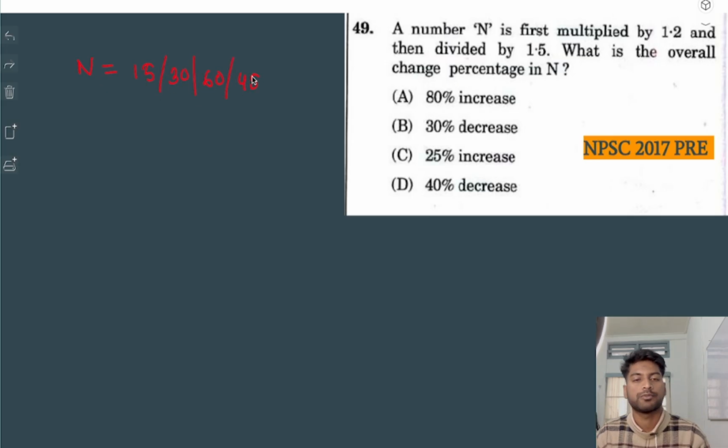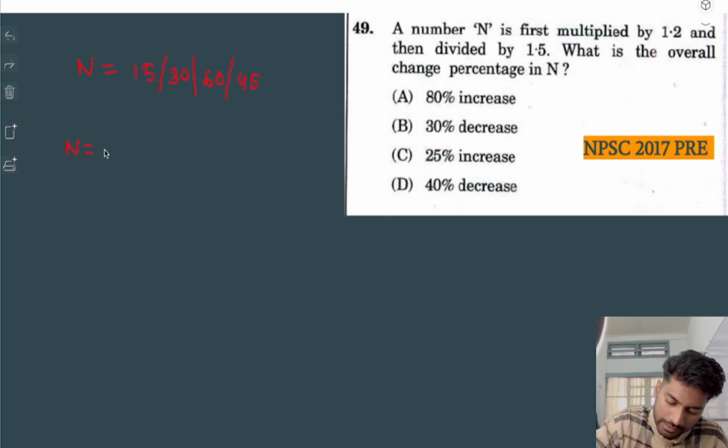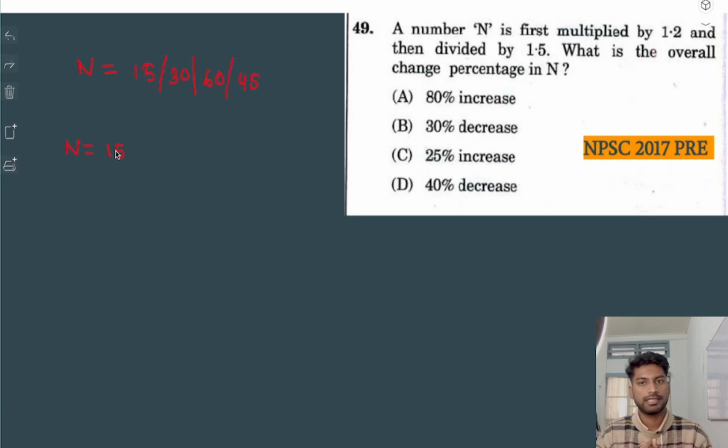They must be thinking, sir, why all of these numbers? Because in the question they are saying that a number is first multiplied by 1.2 and divided by 1.5. So if I have to divide a number by 1.5, I can take multiples of 1.5, like 15, 30, 60. So I'm assuming my n is, let's say, 15. So just do the process.